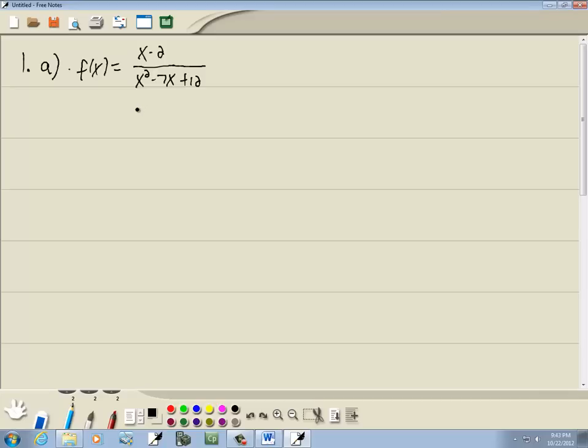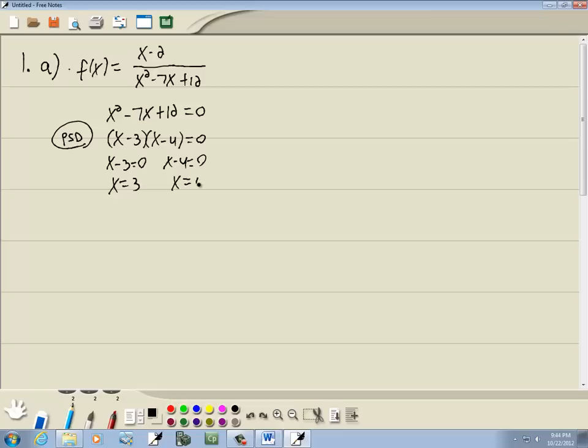Now when you find a domain and you have a fraction, what you do is you set your denominator equal to 0. So I'll set x squared minus 7x plus 12 equal to 0, and then you solve it. I can factor this using the PSD method. Factors is x minus 3 times x minus 4 equal to 0. Set each factor equal to 0, so I'll set x minus 3 equal to 0 and x minus 4 equal to 0. And that gives us 3 and it gives us 4.